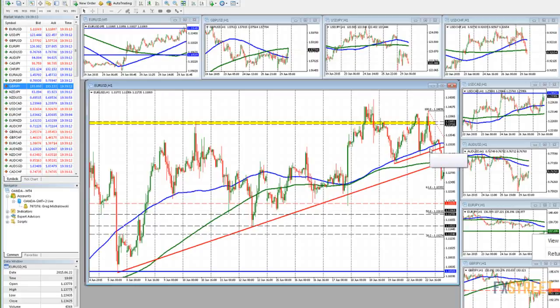So when we take a look at this reaction here, we get a move below the 100 and we rotate back to the upside. Another move below the 100, rotate back to the upside. Another move below the 100, and a smaller rotation. These are a little bit different. This little move right here is a little different than that one, a little bit different than that one. So a little nuance in the market, isn't it?